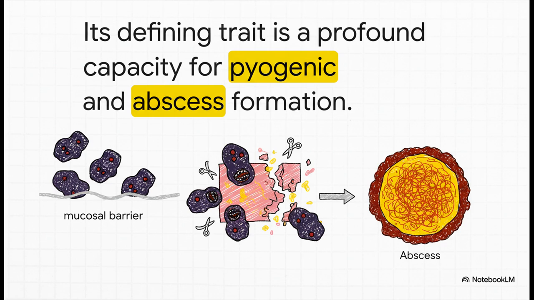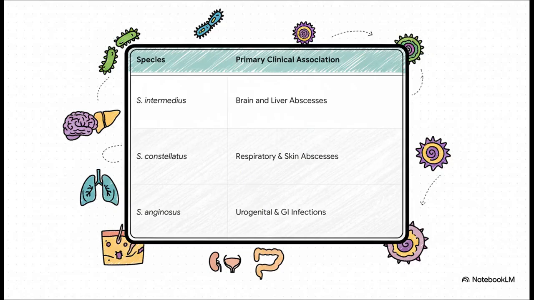They come armed with enzymes that literally destroy and liquefy our tissue, walling it off into collections of pus. They are master abscess formers. And this is why that species-level identification we were just talking about is so much more than an academic exercise. Each species has its own tendencies. If the lab calls you with Streptococcus intermedius from a blood culture, that's a massive red flag for clinicians to start hunting for a deep abscess, especially in the brain or the liver.